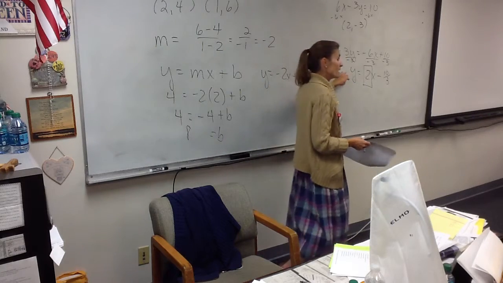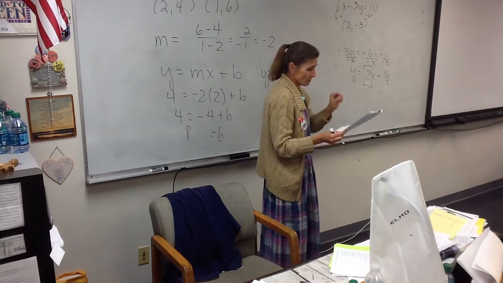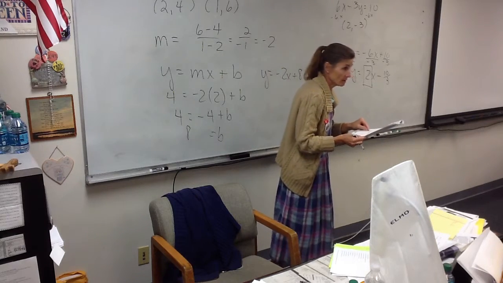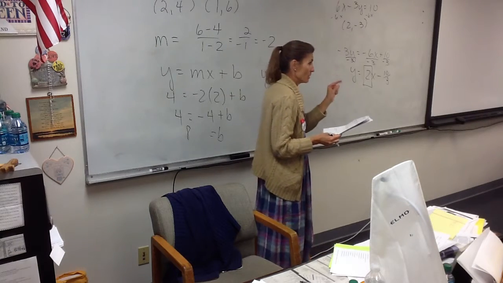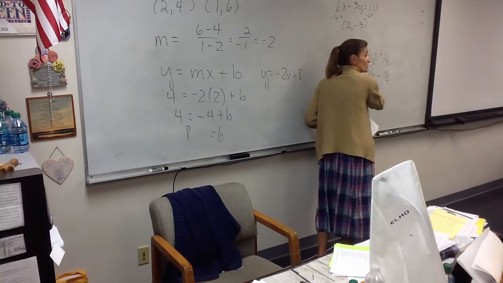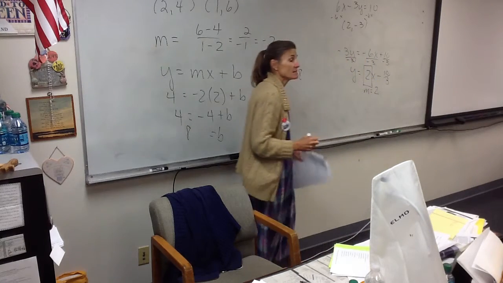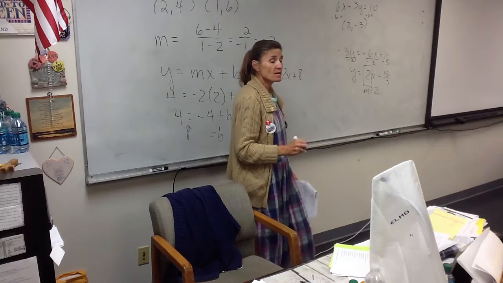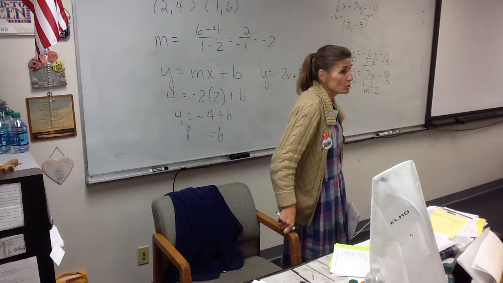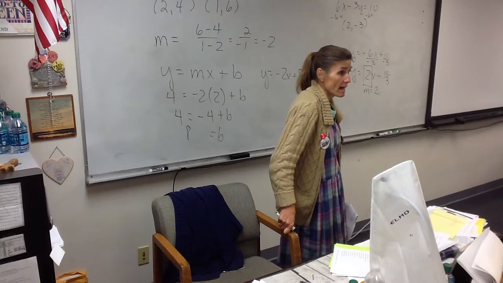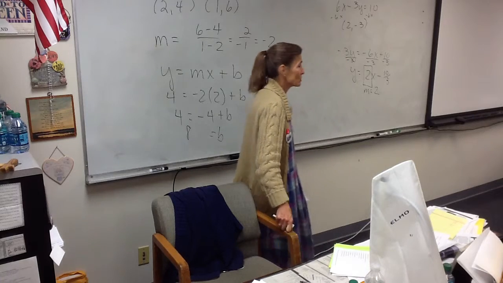Now, what's the slope of this line? 2. Now, you got to read your question. It says parallel. What does that mean? Parallel. Same slope. So I'm going to use 2. I'm going to use 2 because it's parallel. If it had said perpendicular, then I would use negative 1/2. Right? But it didn't say that, so I'm using 2.